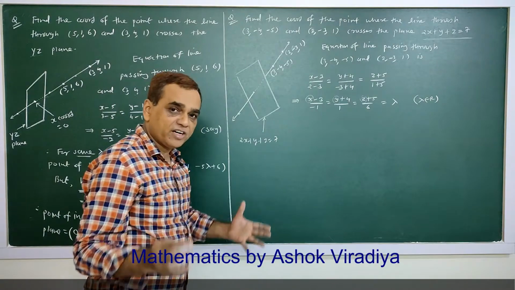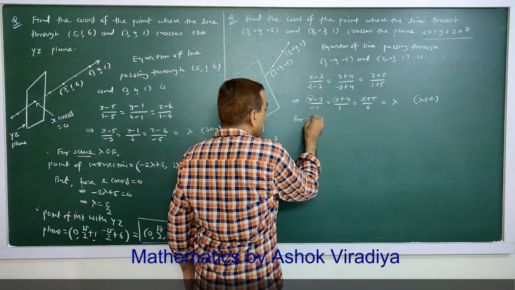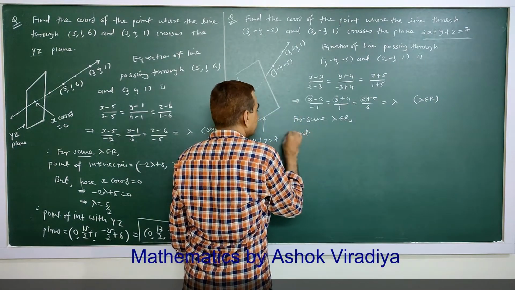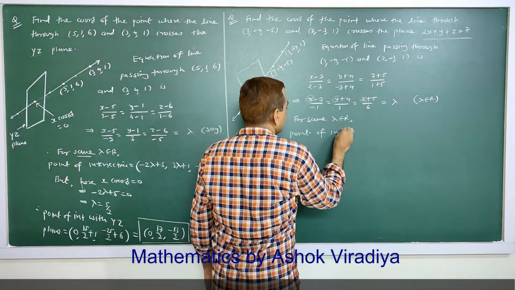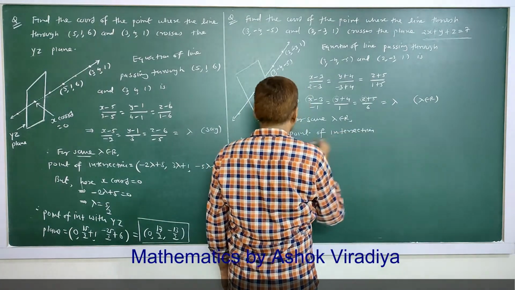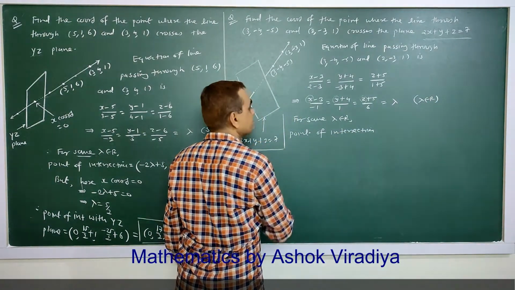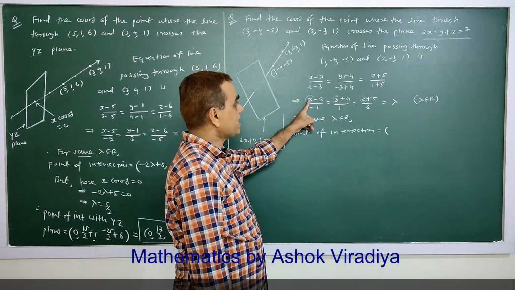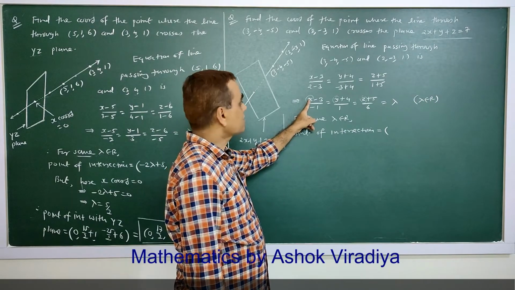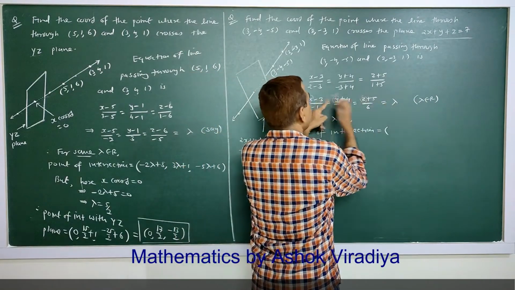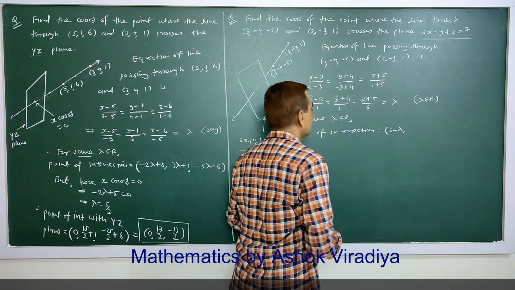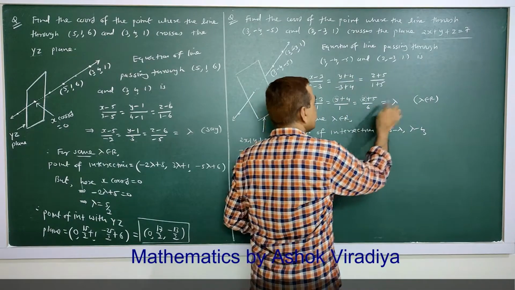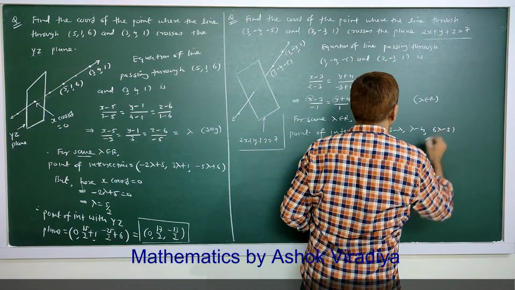Now we define the point of intersection. So for some lambda belonging to R, the point of intersection will be equal to, say, x coordinate: x coordinate is −lambda + 3, so 3 − lambda. Y coordinate is lambda − 4. Z coordinate is 6 lambda − 5.